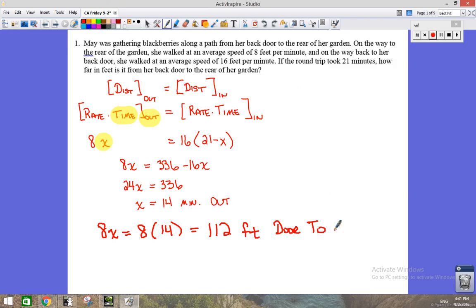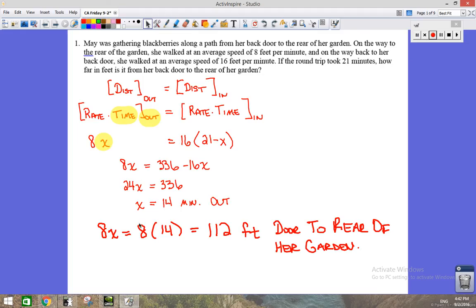I guess technically it says rear of her garden. All right, does that make sense? That she walks out at a rate of 8 feet per minute, picking blackberries along the way. She walks out, that the length of time it takes her to walk out is 14 minutes. She's finished. She turns around and she's walking faster. 21 minus 14 is 7. It only takes her 7 minutes to walk back into the house.